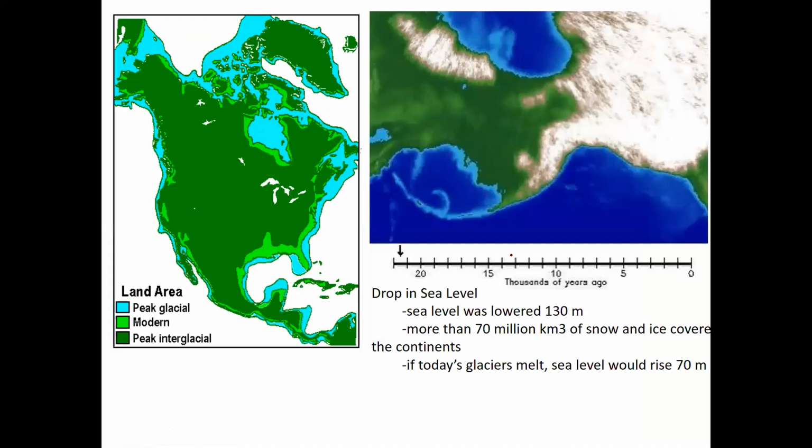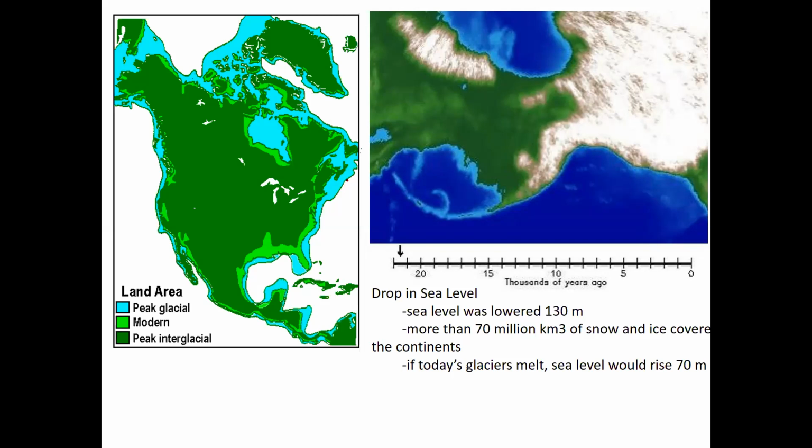And during the Ice Age, sea levels were lower because the water that was in the glaciers came from the ocean. So whenever that snowfall accumulated on land, that snowfall came from water evaporating from the ocean. So as all that water, 70 million cubic kilometers of snow and ice, covered the continents, it came from the ocean, so sea levels were lower, 130 meters lower than they are today.